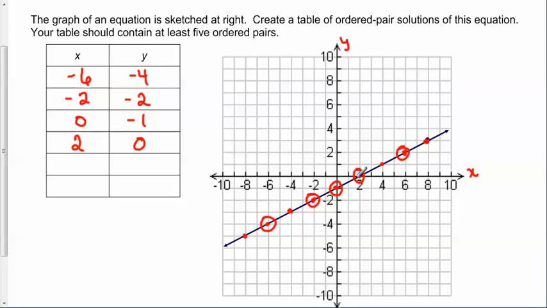So from the origin, we go 6 in the x direction, and we go 2 in the y direction. So that's the ordered pair 6, 2. And then finally, let's use this point here. In the x direction, we go 8, and then we go up to 3. And so there we have our table completed of ordered pair solutions of whatever the equation is that gave us that line.